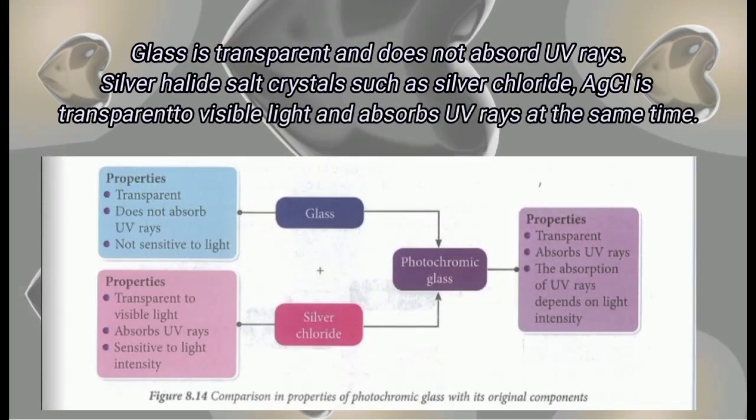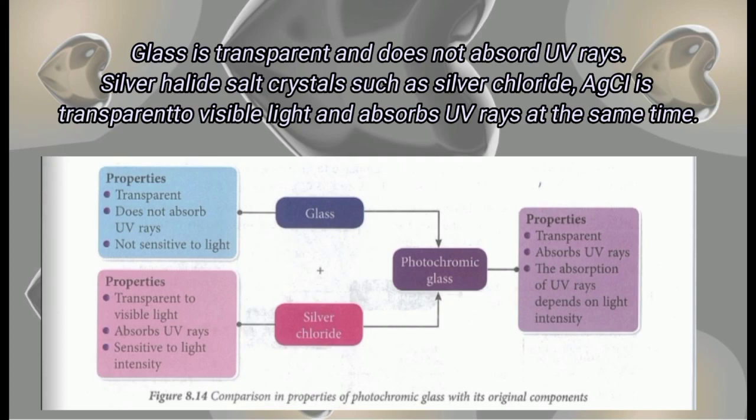Okay, for the photochromic glass, it was combined with glass and silver chloride. The glass properties are transparent, does not absorb UV rays, and not sensitive to light. For the silver chloride, the properties are transparent to visible light, absorb UV rays, and sensitive to light intensity. The properties of the photochromic glass are transparent, absorb UV rays, and the absorption of UV rays depends on the light intensity. So that is the comparison in properties of photochromic glass with its original components.